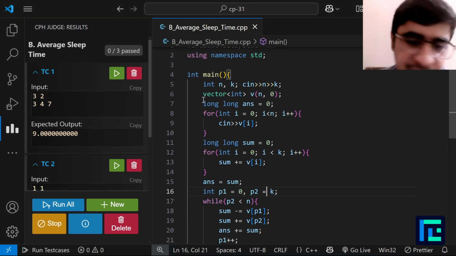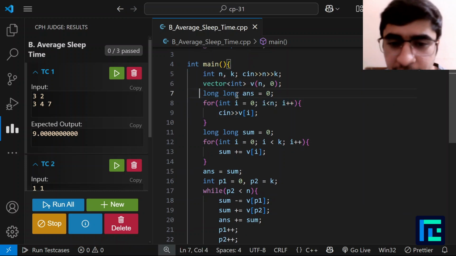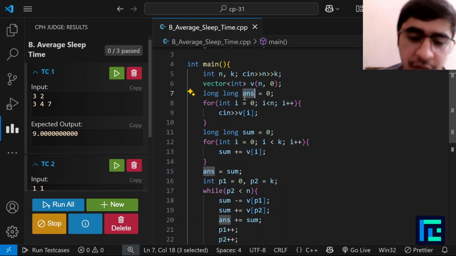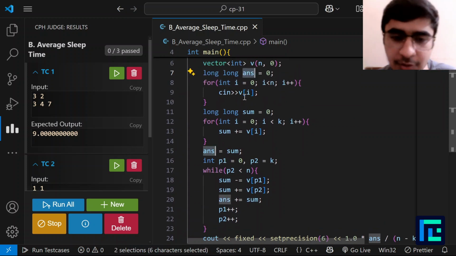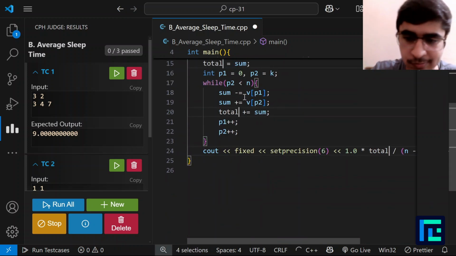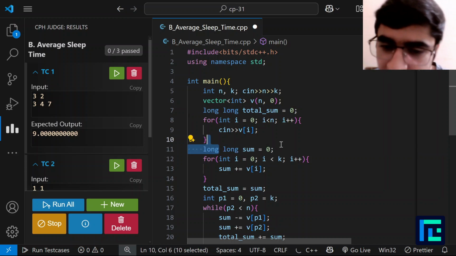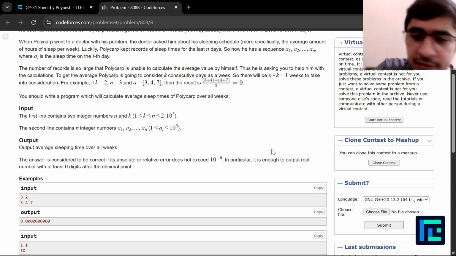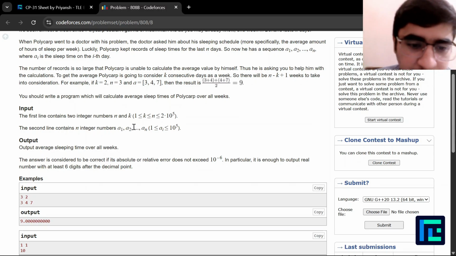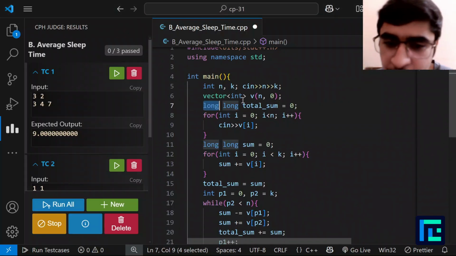the problem. So we have n comma k as the input, and then we are taking the vector as input. I've taken answer. Basically, answer is to calculate the final answer, but it is also calculating the total sum to start with, right? So instead of answer, let's just call this total sum. I've taken total sum and sum both as long long because if we take them as integer, it will cause overflow, right? Because n is till 10 raised to 5 and A[i] is also till 10 raised to 5, and k can be till 10 raised to 5, so the overall sum can go till 10 raised to 10. That is why we need to take long long for total sum and sum.